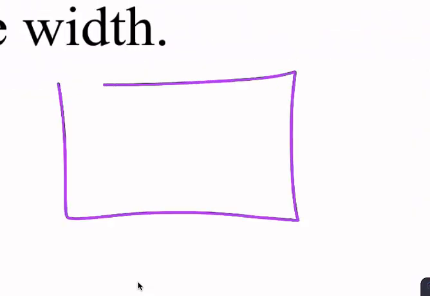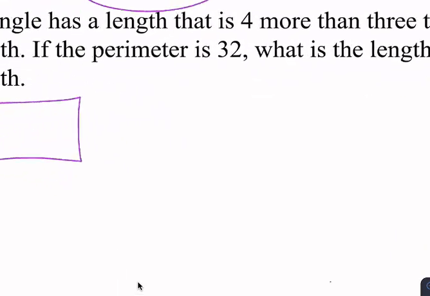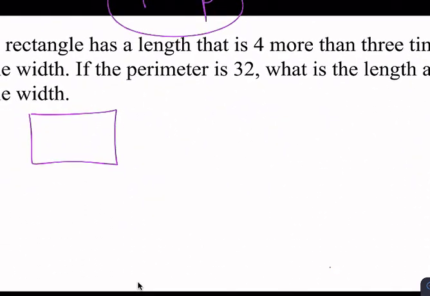So first of all, here's my rectangle. It is saying that the length is 4 more than 3 times the width. It doesn't tell me anything about the width. So I'm just going to mark that this is my width. My length is 4 more than 3 times. So I need to do 3 times the width and then have 4 more than that. So 3w plus 4. And then all of this together is supposed to equal 32.